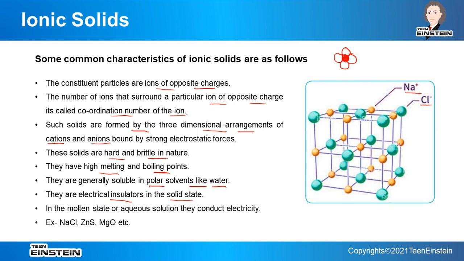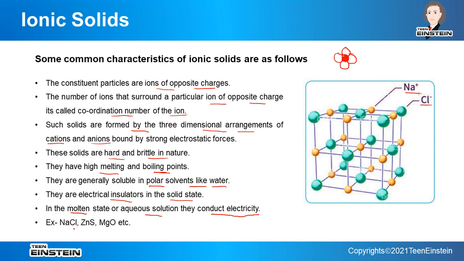So electrical conductivity is not present in the solid state, because the ions cannot move, their position is fixed. But if it is in molten state or in aqueous solution, the interaction between the ions will be weak, so they can now move freely, and only when they can move freely can they conduct electricity. So when it is in solid state, they will not conduct electricity, they will behave as insulators. But when it is in molten state or aqueous solution, they will conduct electricity because now they are free to move.